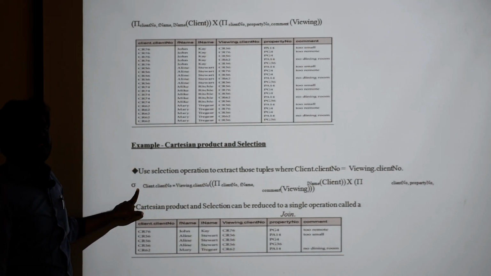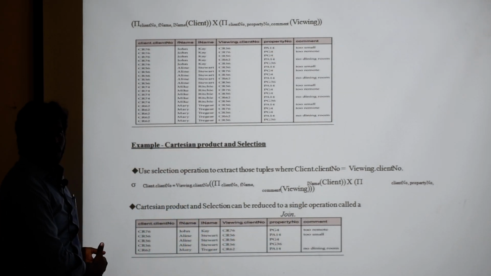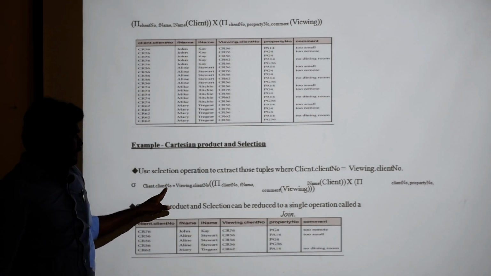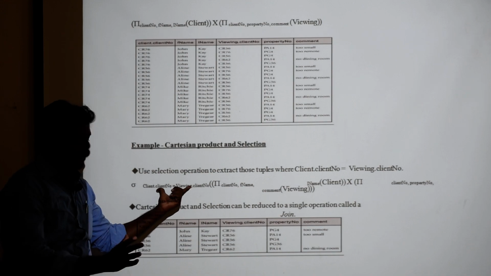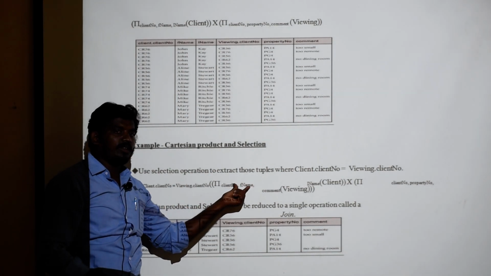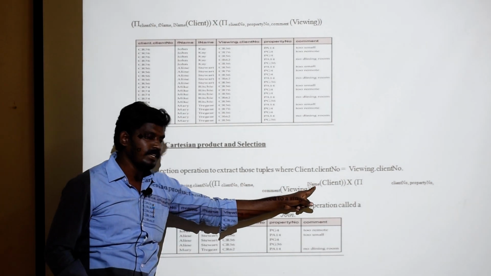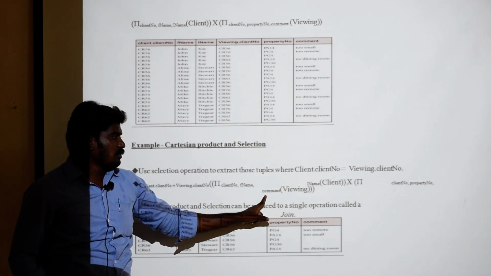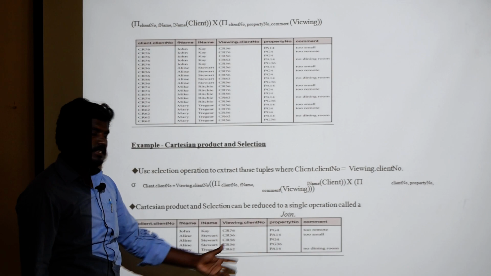So the pi symbol, this is the selection process, because I want it from both tables. What is presented in the table as an element: client.client number equal to viewing.client number, both tables equal. After that the client number, whatever constraints you want, for example client number, first name, last name from client, then from the viewing table the comment, client number and property for rent. So the example is that, that's all.